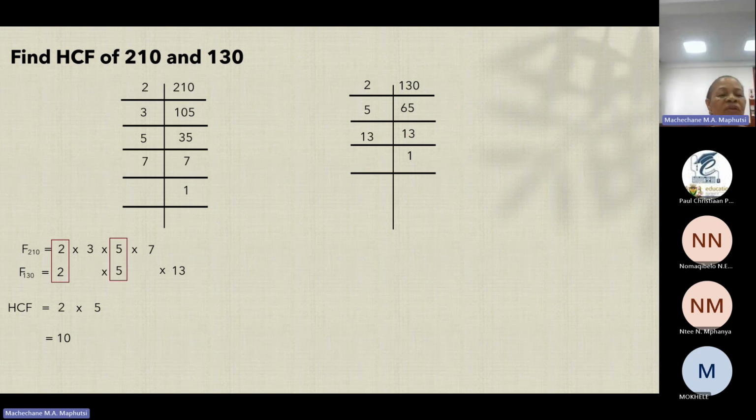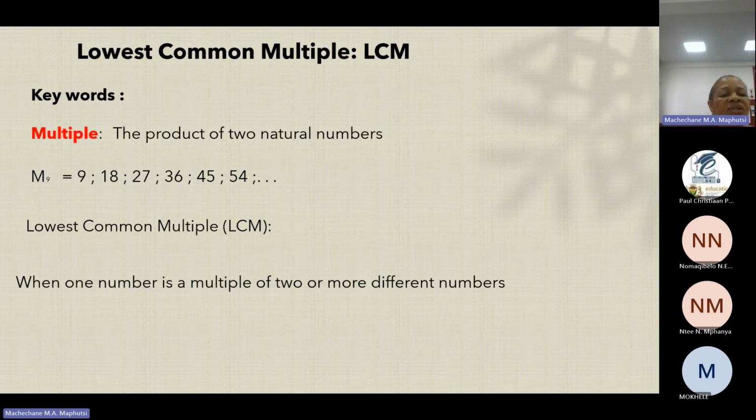Finally, our highest common factor will be 10. So now let's move to the lowest common multiple. Okay, now let's look at the keywords that we're going to come across. We're going to come across the multiple, but now what is a multiple?